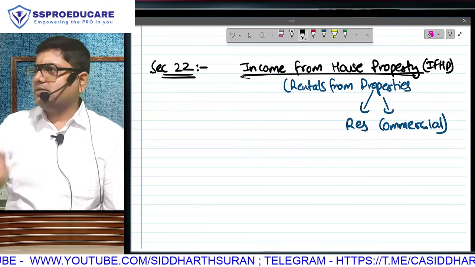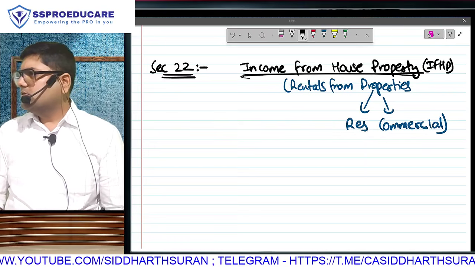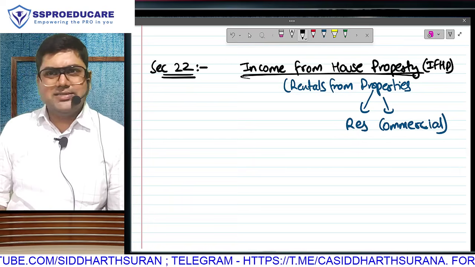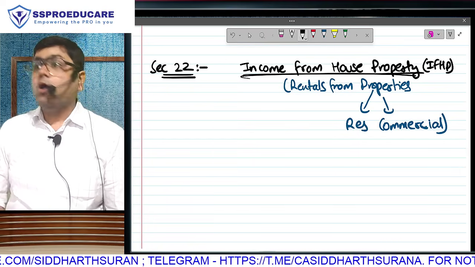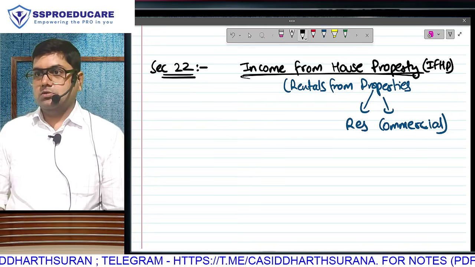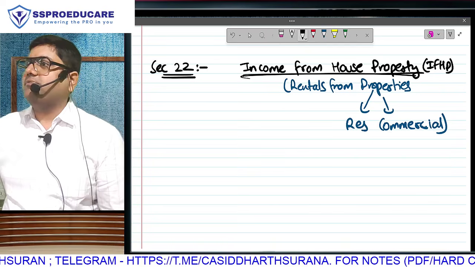By the way, only in the last class I told you it is okay to not memorize section numbers. Not writing is okay, but wrong writing is not okay. But every rule has an exception. All the 5 heads' charging sections you should know. Because if you don't know the charging section, even if you know the entire chapter, people will feel that you don't know anything.